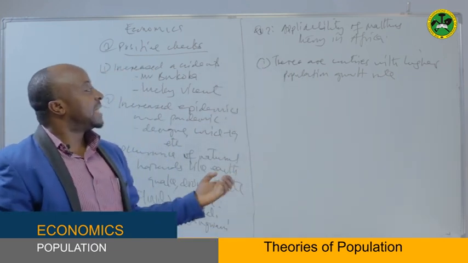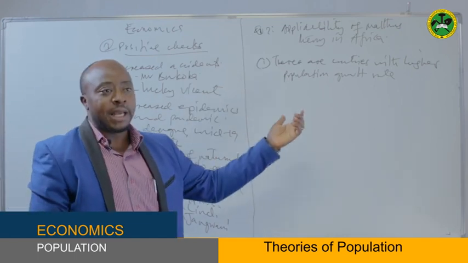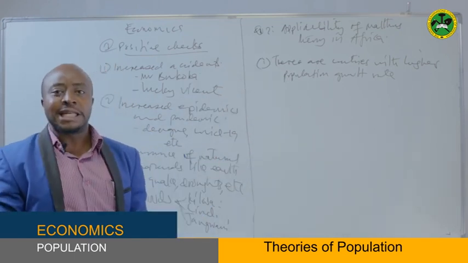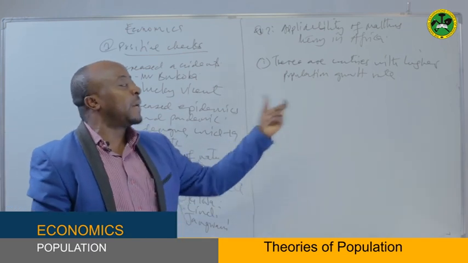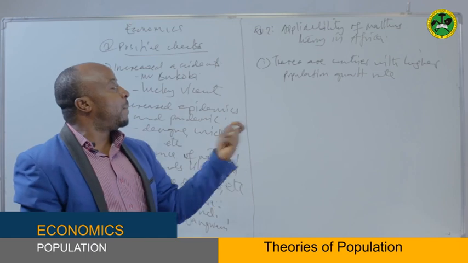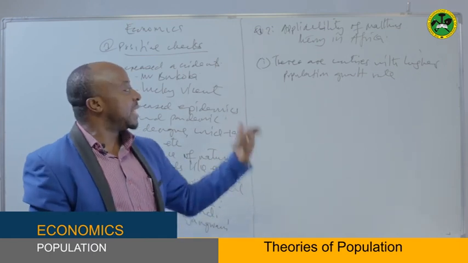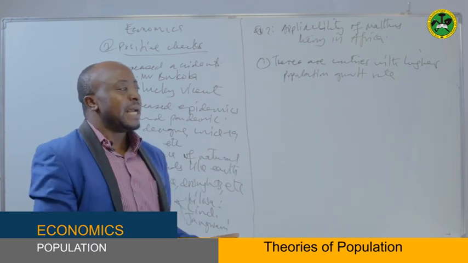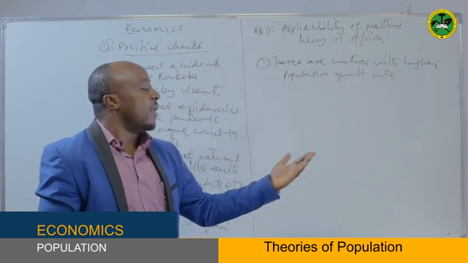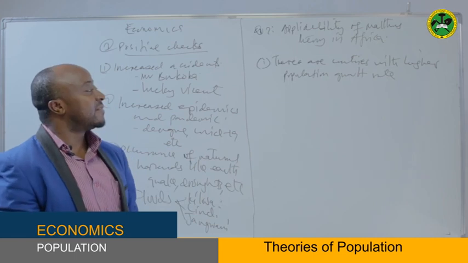Population growth rate is the rate at which population is growing. It is calculated in different ways. In Tanzania, we get it after each population census. They calculate the new population growth rate, indicating the population increase. It is calculated in terms of percentages. Now there are some countries in Africa whose population growth rate is very high.